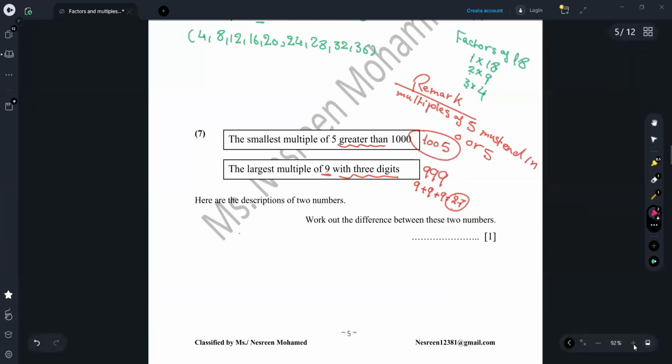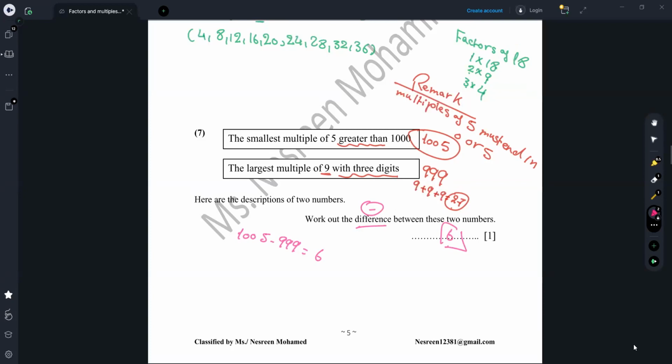We will say here 1005 minus 999. The difference between them means to make a subtraction. The answer will be 6.